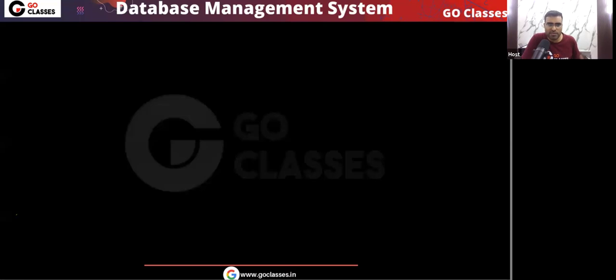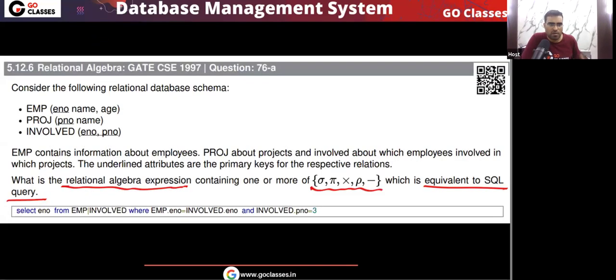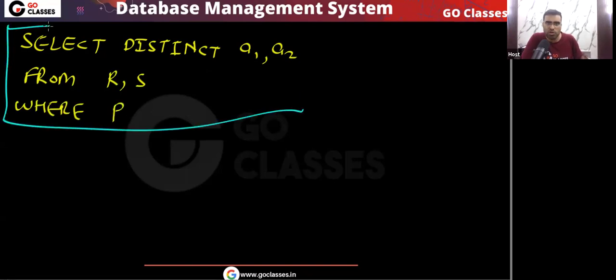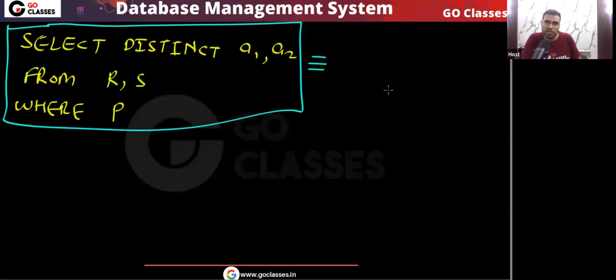Now this is actually a very simple question. You already know that when you have select distinct A1, A2, and then from you have tables, let's assume R comma S, and you have where some condition P. Now if this is your SQL query, then this is equivalent to what?